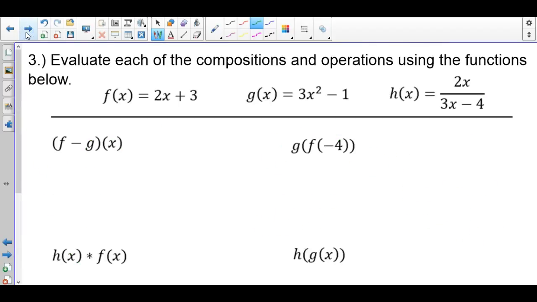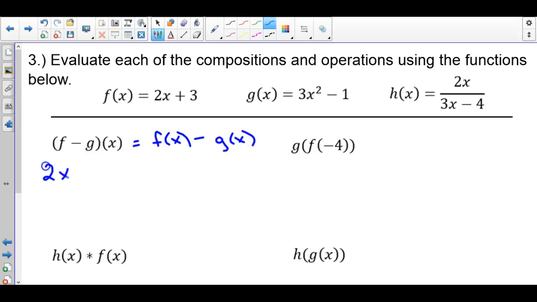So now we'll take a look at compositions. I have 3 functions up here. The first one's linear, then I have a quadratic, and then a rational function. The first one is asking us to subtract them, which is the same thing as if I were to take my f of x function and subtract the entire g of x function. So I'll do that below.